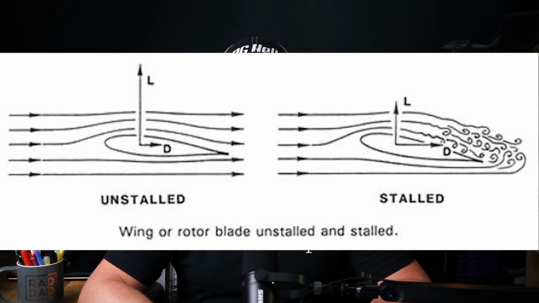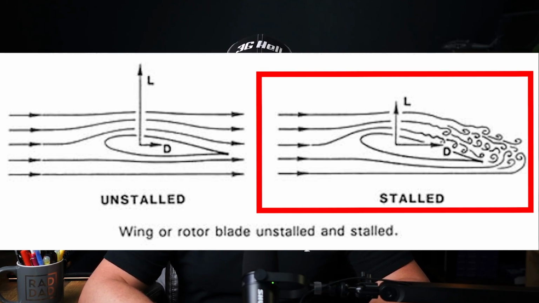Increasing the angle of attack increases lift up to a point. However, if the angle of attack is too high, the airflow over the blades can separate, leading to a stall, or dramatic loss of lift.